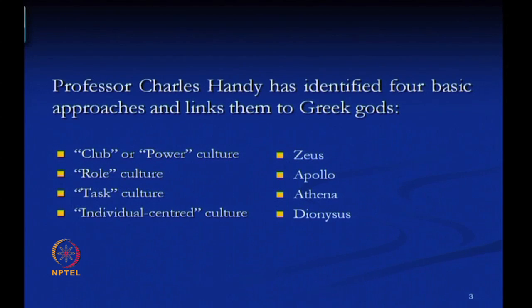Then finally, the fourth style in organization management was individual centered culture, which was identified with Dionysus, which was the god for wine, song, the good of self oriented individuals, and that also had a symbol.